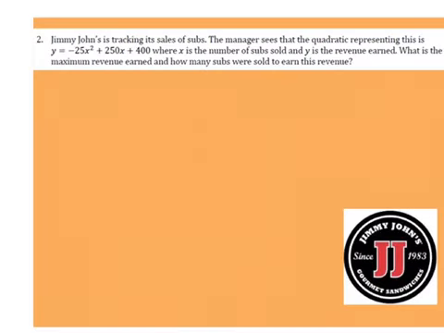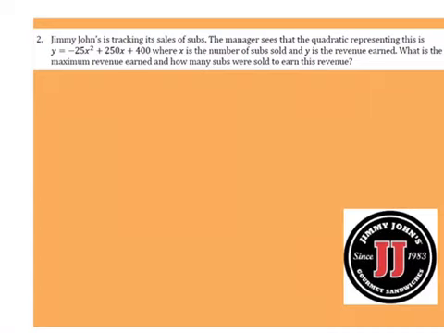So now example number 2, Jimmy John's is tracking its sales of subs. The manager sees that the quadratic representing this is y equals negative 25x squared plus 250x plus 400, where x is the number of subs sold and y is the revenue earned. What is the maximum revenue earned and how many subs were sold to earn this revenue?